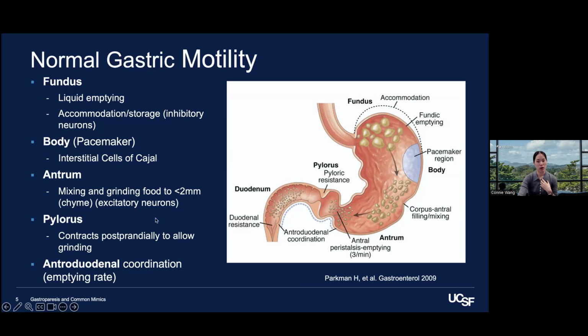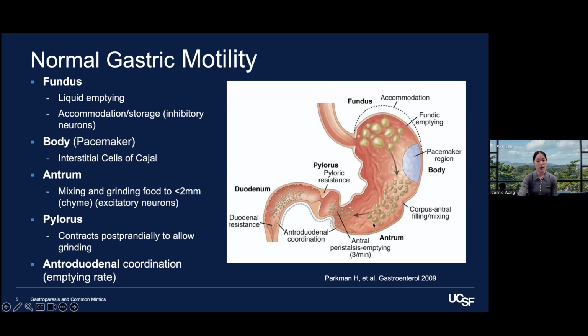Next we have the gastric body. This is where we know the main pacemaker of the stomach is located. These are the interstitial cells of Cajal, and they initiate the slow wave activity, which then regulates the rest of the motility of the stomach and sets the gastric motility at the 3 cycles per minute that we know. Any gastric dysrhythmias oftentimes can contribute to symptoms of nausea as well.